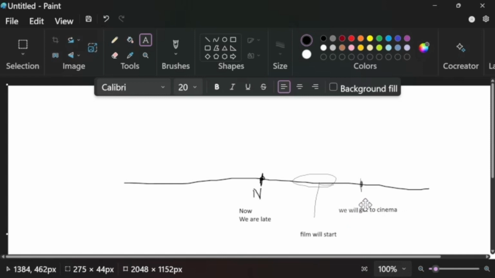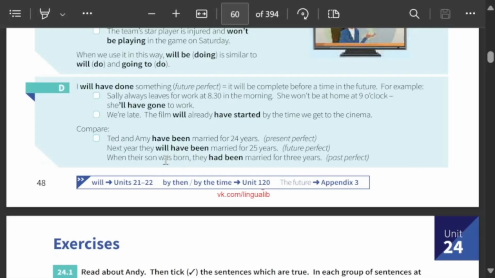We will get to the cinema over there. You see? So now, if I'm talking about this action of starting, but I'm talking about this action with regard to this other action of getting there, then by the time we get to the cinema at this time, the film will have started. Will have already started. Do you understand? The film will already have started.